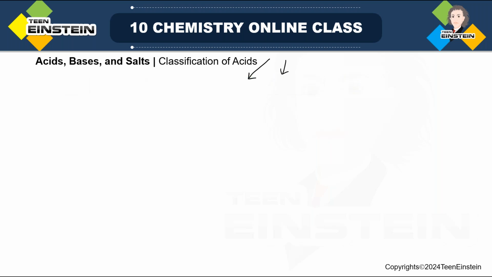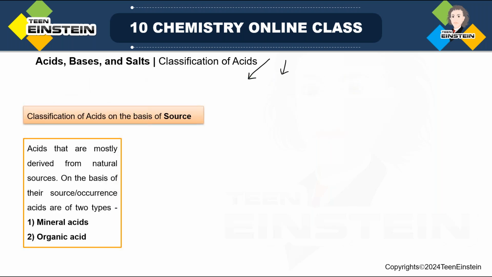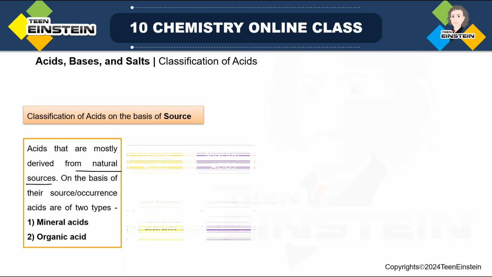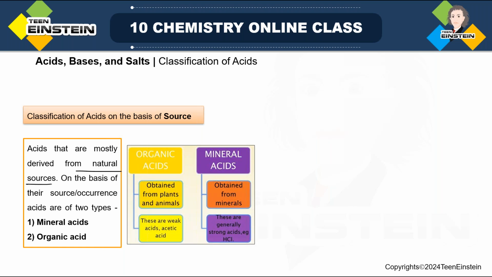The first one is source. So classification of acid on the basis of source. Acids are mostly derived from natural sources. Some examples, remember in the first slide of today's class you have seen. So on the basis of those sources, that is the occurrence, two types we will see here, mineral acid and organic acid. So mineral acids are those acids which are obtained from minerals, and organic acid, as the name suggests, they are obtained from plants and animals. It is related to, that is biological.